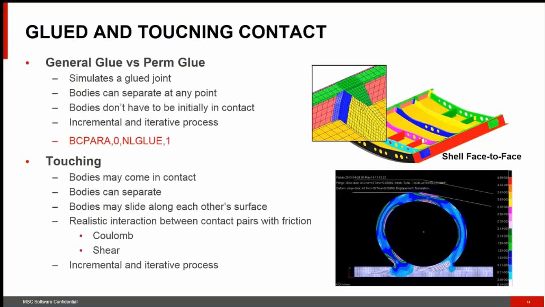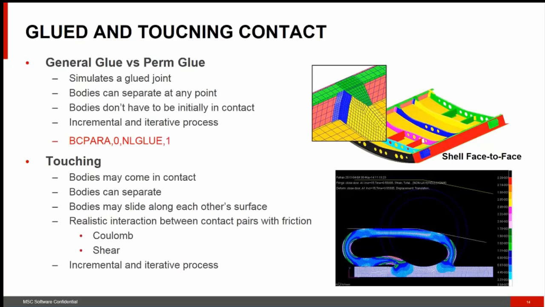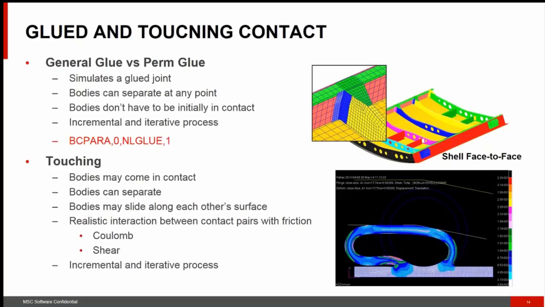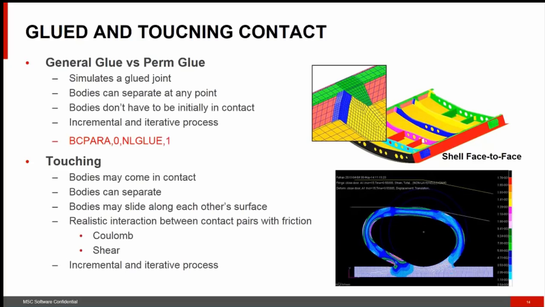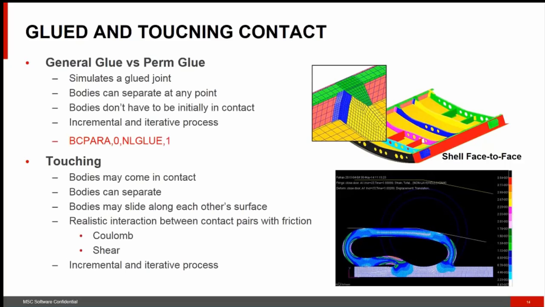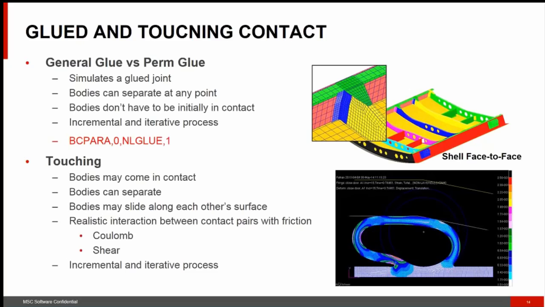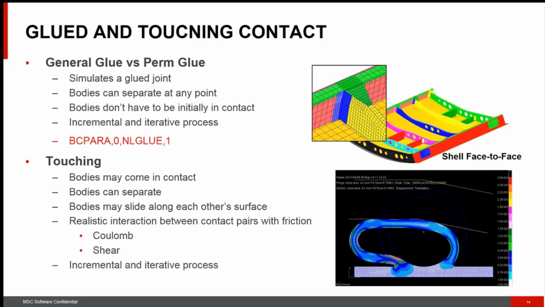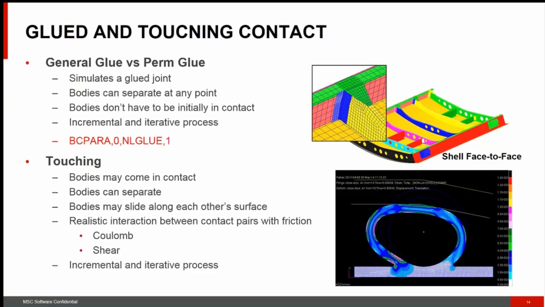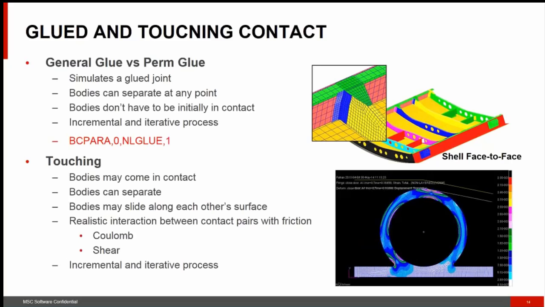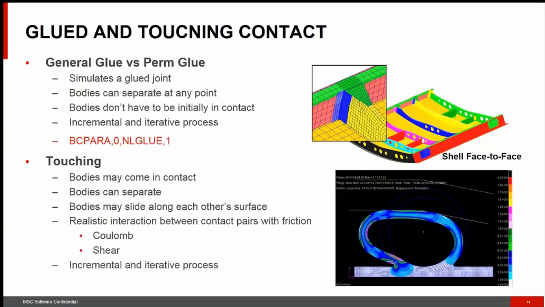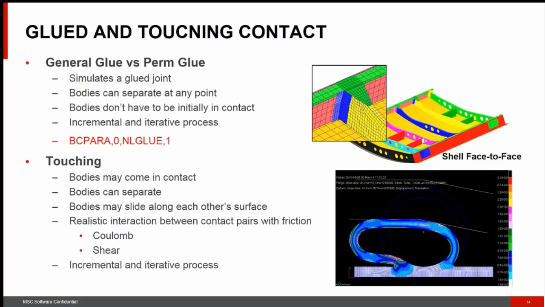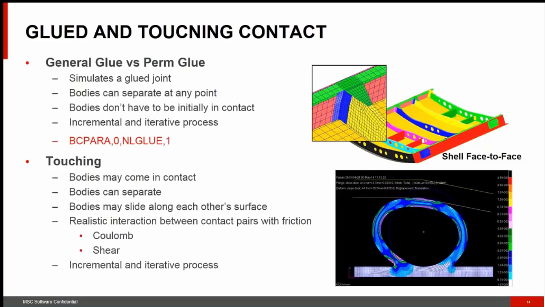But the method that's going to be able to capture the true behavior of the structure is the general glue. In other words, we call it the nonlinear glue. This option is available in solution 400 and 101. But again, with solution 400, you will get more options and more capabilities. In this case, the bodies don't have to be initially in contact. They can come in contact during the analysis and then become glued. They can also separate at any point in the simulation. But when they're in contact, we don't see any relative sliding. So you can imagine two surfaces that have an infinite friction.